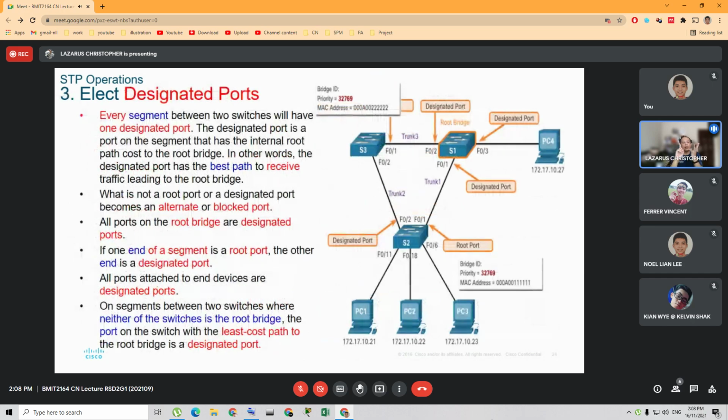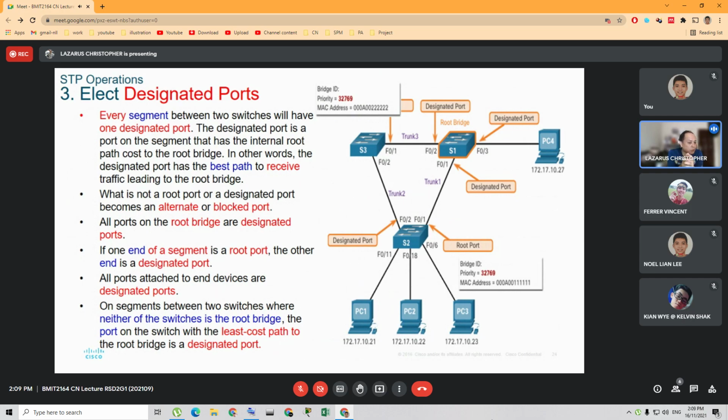Now, we've done root bridge, root port. Okay. So once we know root port, we're going to look at designated port. Right. So it says here, every segment between two switches will have one designated port. Meaning to say, if one end is not designated, then the other end of the link on the other switch will be designated. That's what it means, yeah.